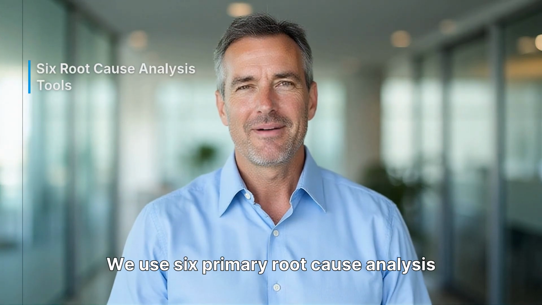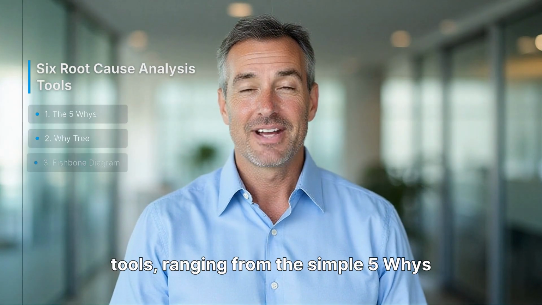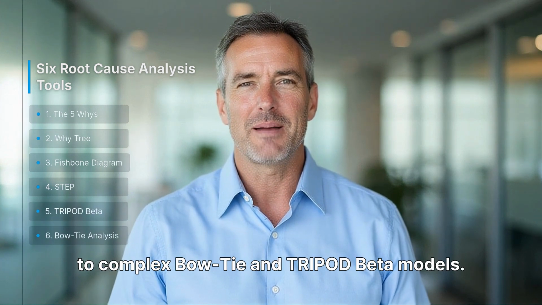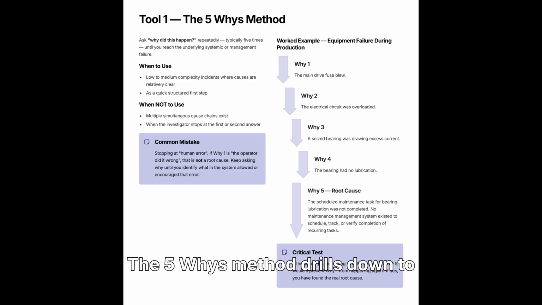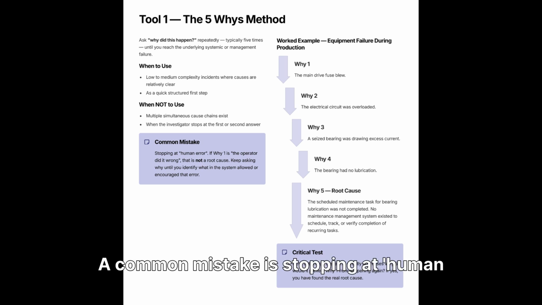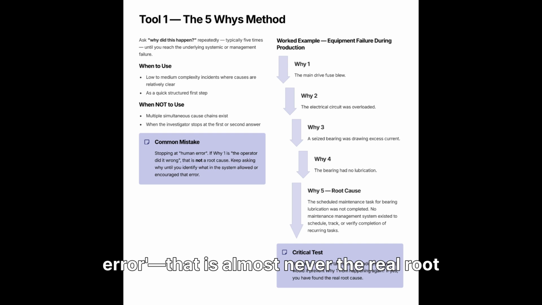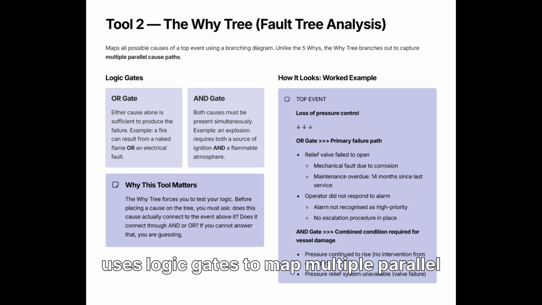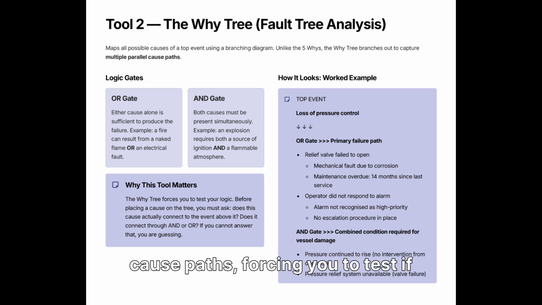We use 6 primary root cause analysis tools, ranging from the simple 5 whys to complex bow tie and tripod beta models. The 5 whys method drills down to systemic failures. A common mistake is stopping at human error. That is almost never the real root cause. The why tree, or fault tree analysis, uses logic gates to map multiple parallel cause paths, forcing you to test if causes actually connect to the event.